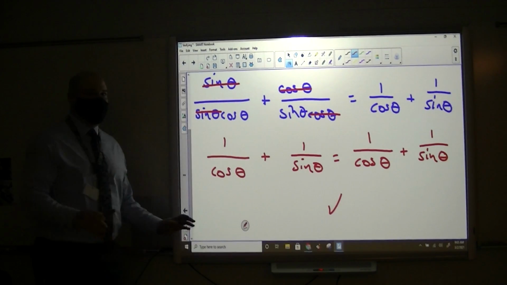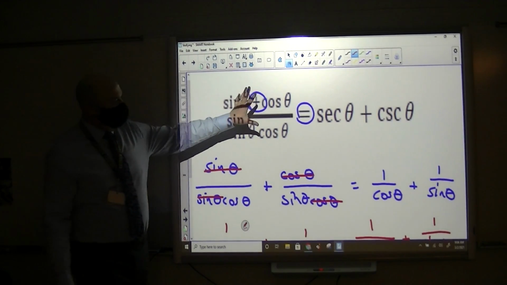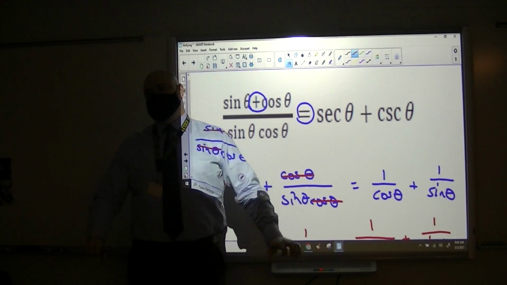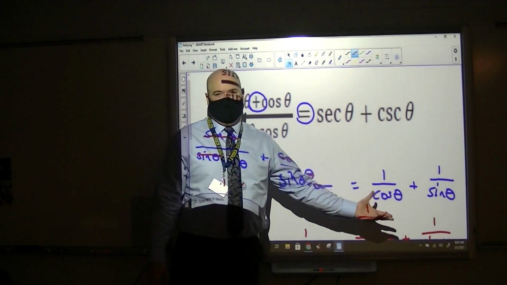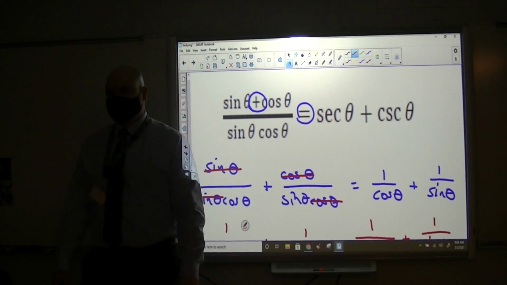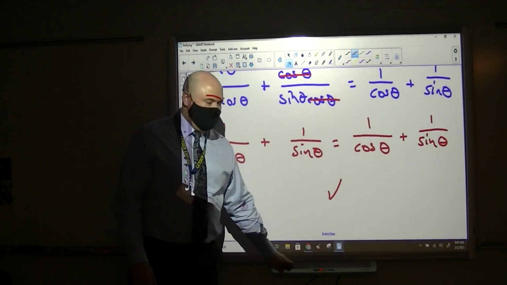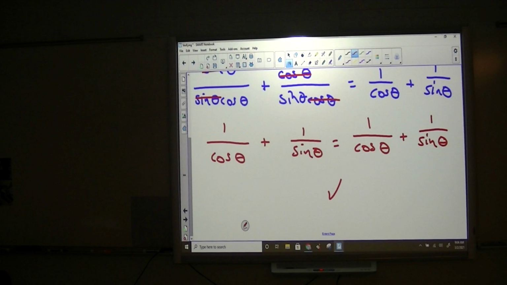Now, again, this is a point about verifying. I don't have to turn this exactly into this. I just have to show that it's the same thing on both sides. So I did a little work on the left side, and I did a little work on the right side, and it all worked out. Okay? Check mark. One more. The last one. The final verification.